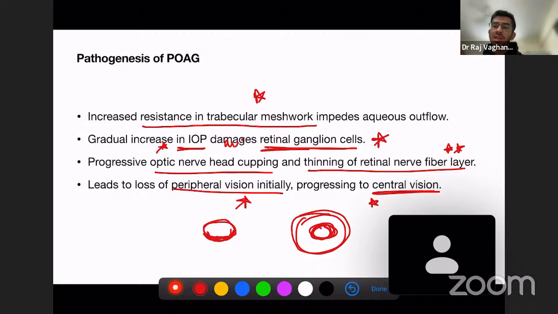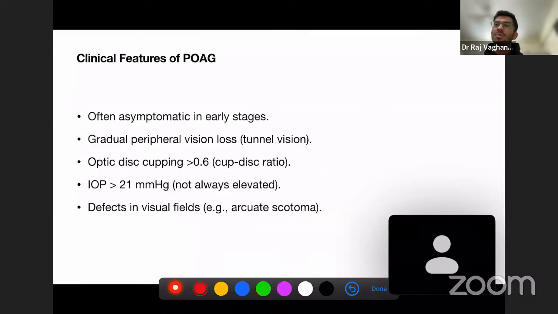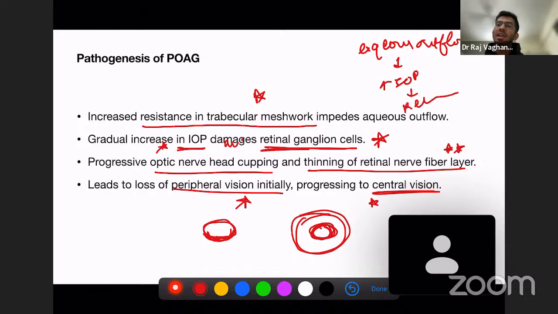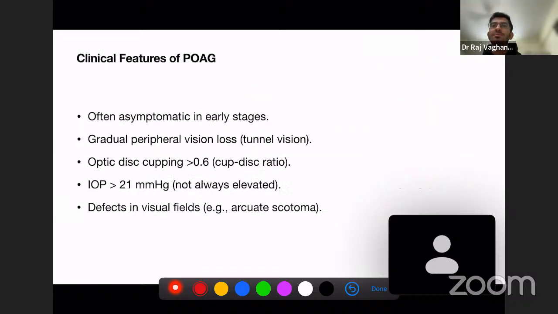You should always write this answer in a flow chart way. Like, first write aqueous outflow blockage, and then you should write increased IOP, and then you should write retinal ganglion cell damage. You should write in a flow chart manner. It looks very impressive to the examiner.